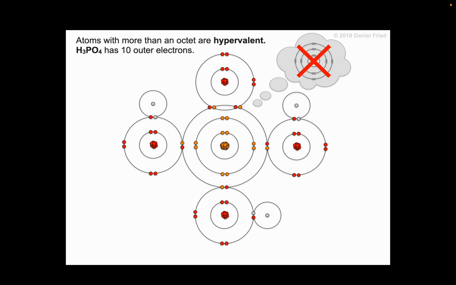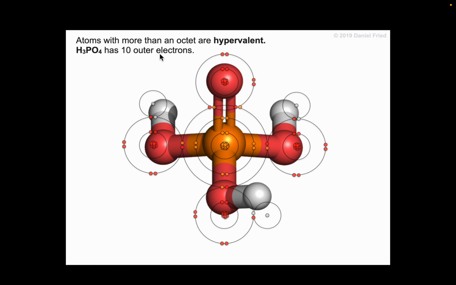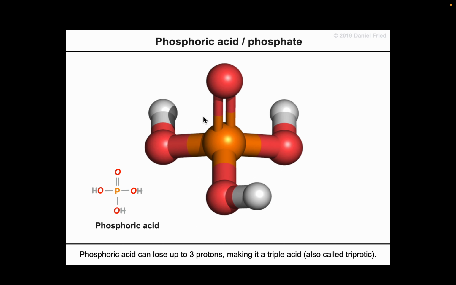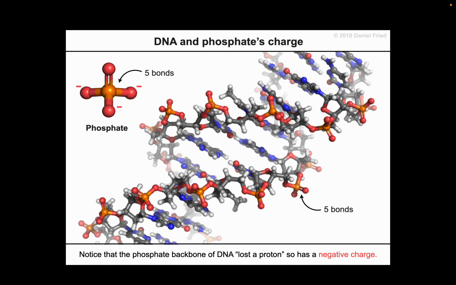Molecules with more than an octet are hypervalent. That's the name of this episode, because it is about hypervalency after all. H3PO4 has 10 electrons around phosphorus, which is an awkward configuration. Anyway, this is phosphoric acid, phosphate.